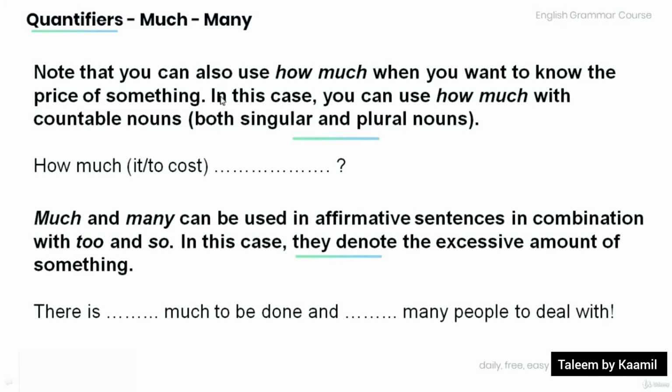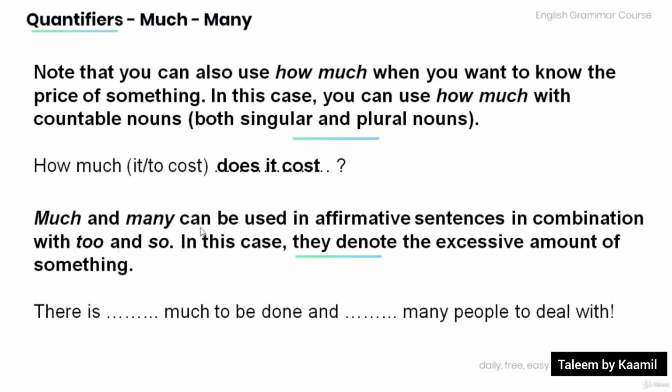Also note that you can use how much when you want to know the price of something. Now in this case, you can use how much with countable nouns, both singular and plural. Now complete the question below. How much it to cost? How much does it cost?